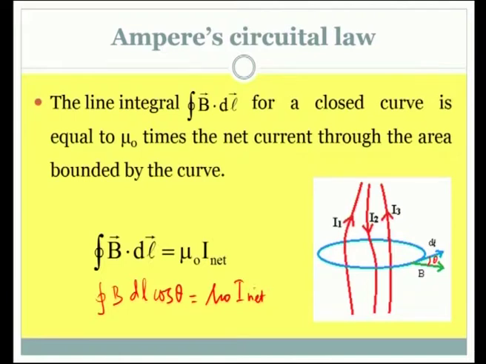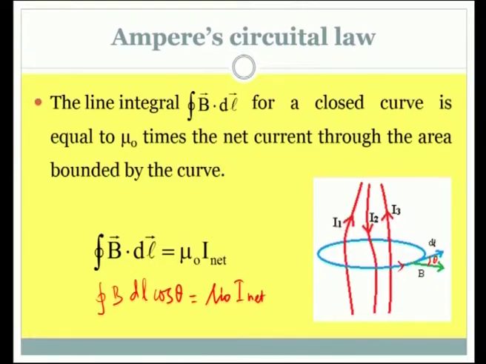And about I net we have to be a little cautious. The current is going upward, downward and all that. So, we have to take the upward direction as positive and the downward direction as negative when we consider the sense of the loop that we consider.